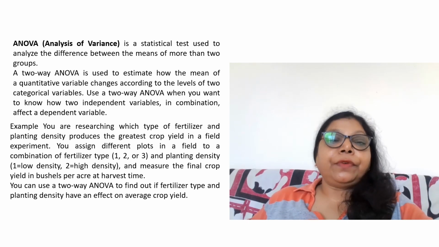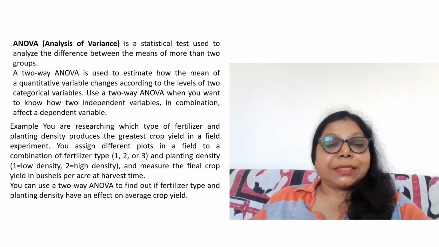So we use two-way ANOVA when we want to know how two independent variables in combination affect a dependent variable. Let's understand this by an example. Suppose we are researching which type of fertilizer and planting density produces the greatest crop yield in a field experiment. So we assign different plots in a field to a combination of fertilizer types.